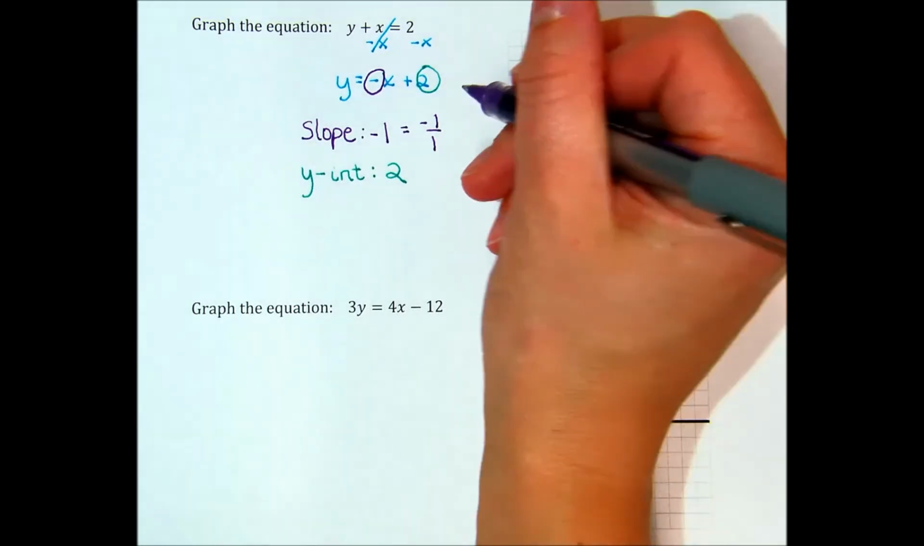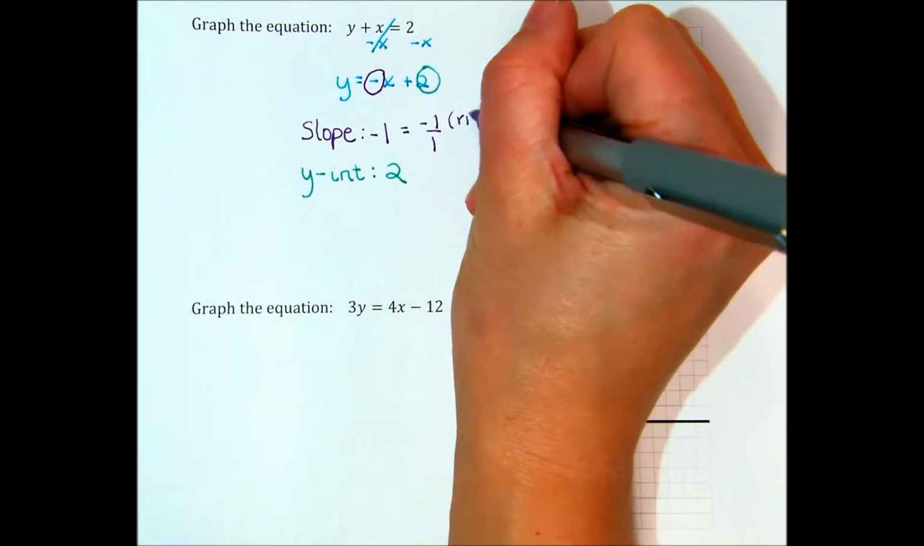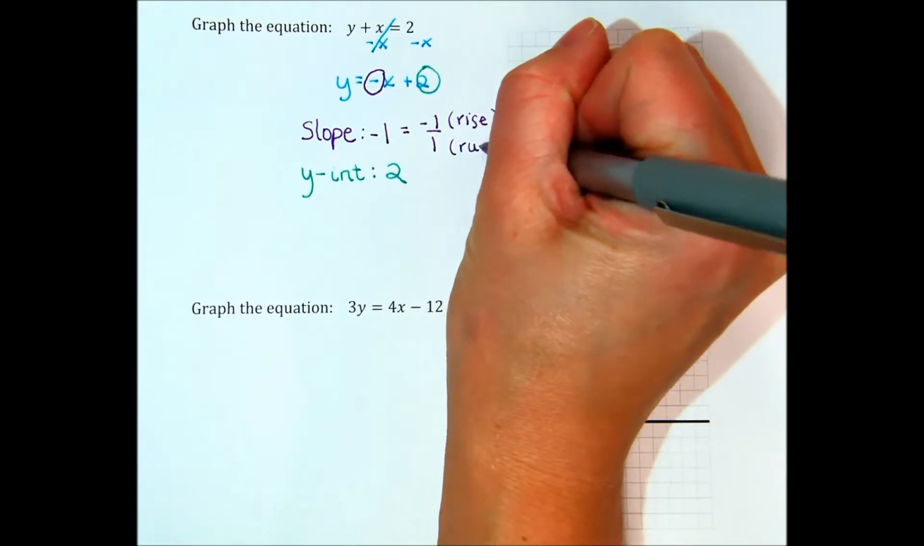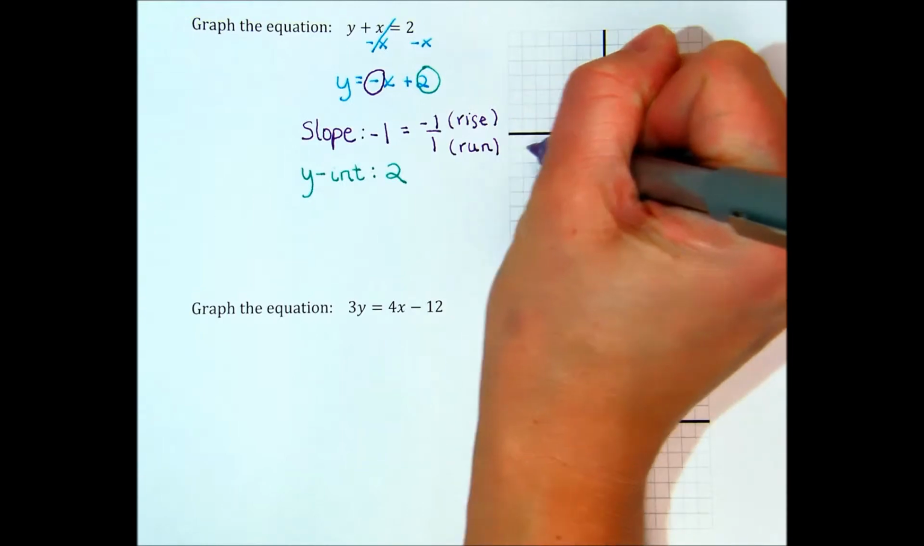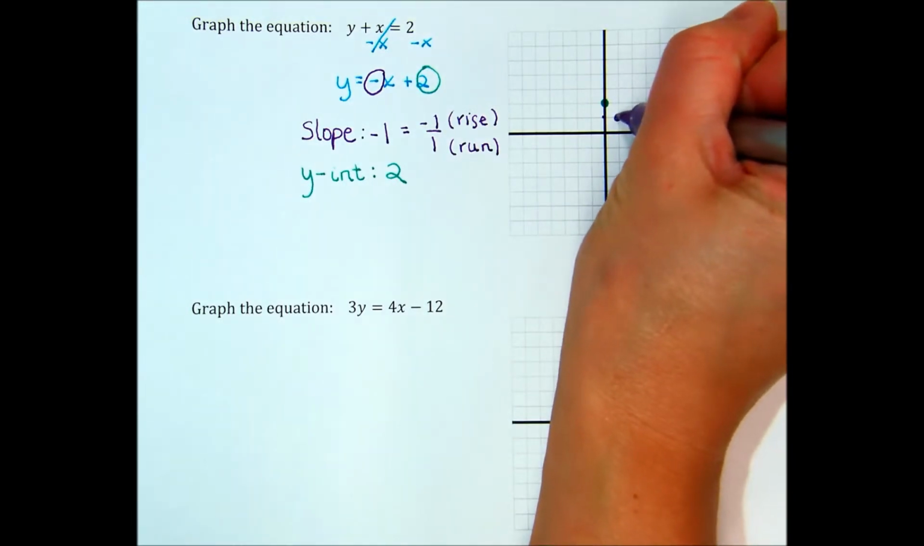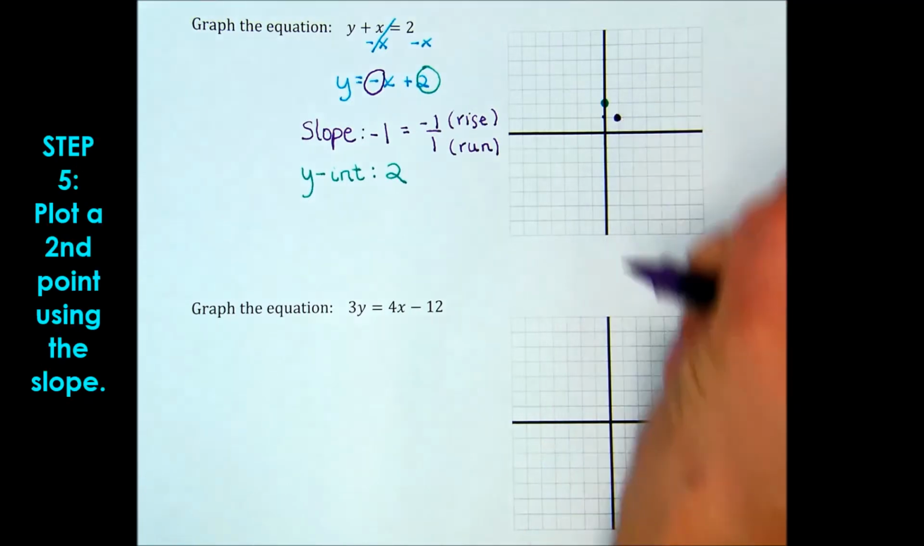The top number, negative 1, represents your rise. That will tell you if you need to move up or down. The bottom number is your run. That lets you know if you move left or right. From our intercept, we will move down 1 and to the right 1 and plot our second point.